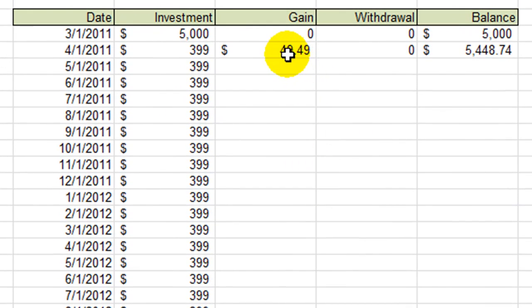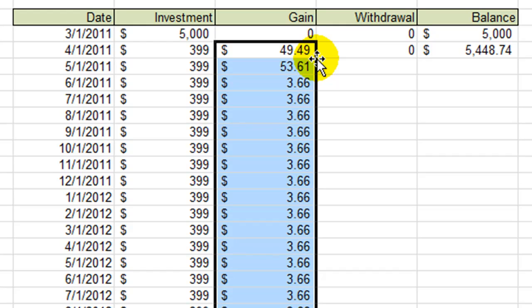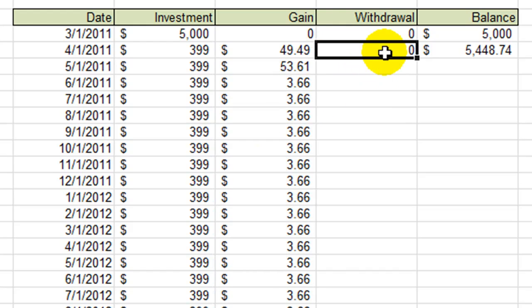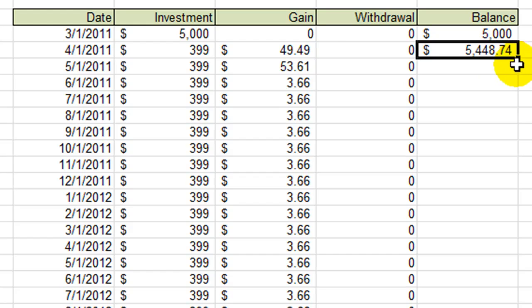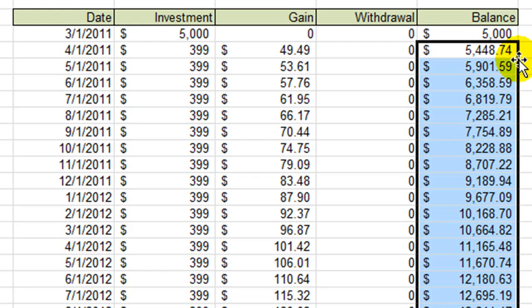Now for these other ones, it's going to be really easy. My gain calculation is the same in every month, so I can just autofill that all the way down. Don't worry about this right now. My withdrawal is going to change, but for now I'll just put in a 0 all the way down. Just double click that fill handle. My balance calculation, autofill that all the way down.